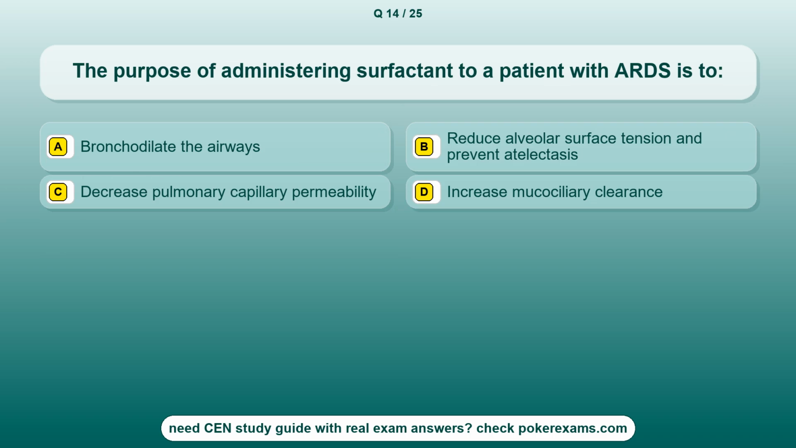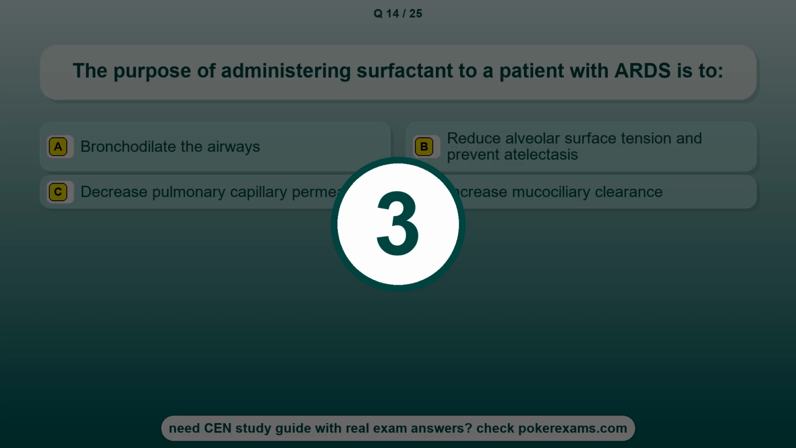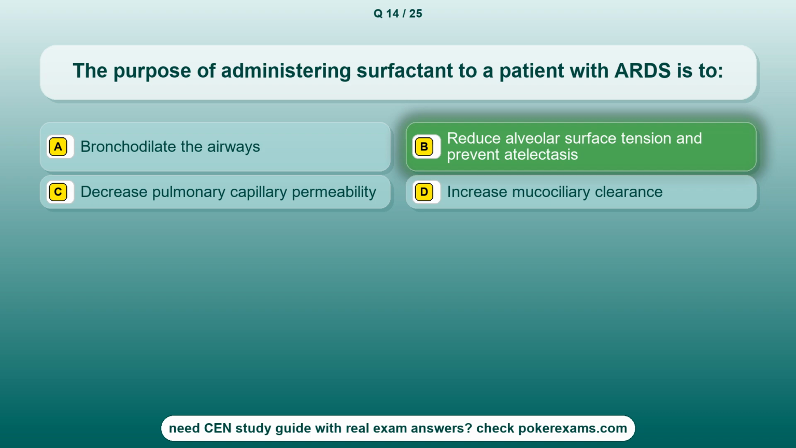Question 14. The purpose of administering surfactant to a patient with ARDS is to option A, bronchodilate the airways. Option B, reduce alveolar surface tension and prevent atelectasis. Option C, decrease pulmonary capillary permeability. Option D, increase mucociliary clearance. The correct answer is option B, reduce alveolar surface tension and prevent atelectasis.